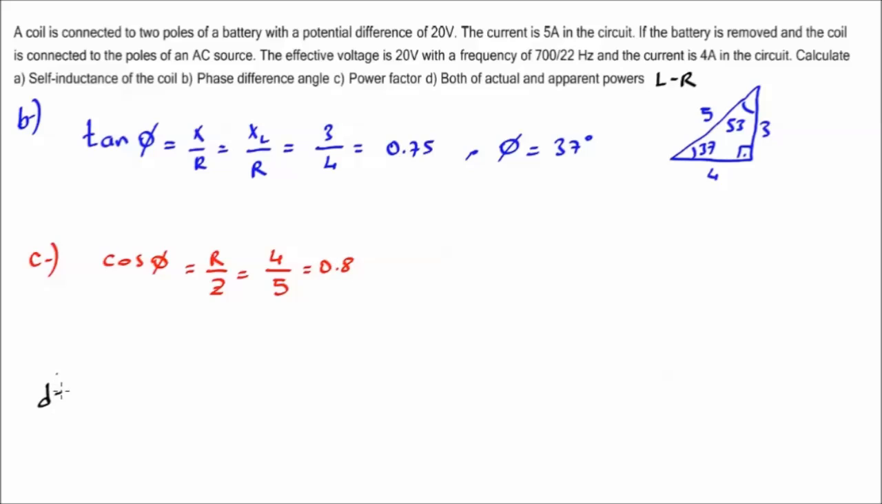Let's solve D, and D says calculate both the actual and apparent power. P real equals I squared times R. I is 4, squared, times 4. And which current are we going to use here? If you want to decide that, we have to use 4 ampere. Why? Because now we are talking about the AC circuit. The information which is given about the battery is to calculate resistance. So the result is going to be 16 times 4, 64 watt.